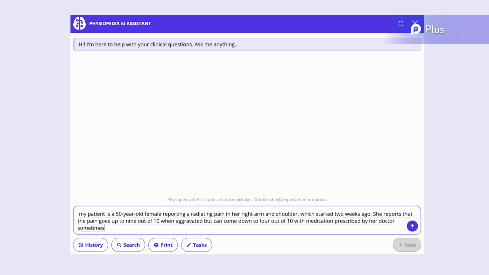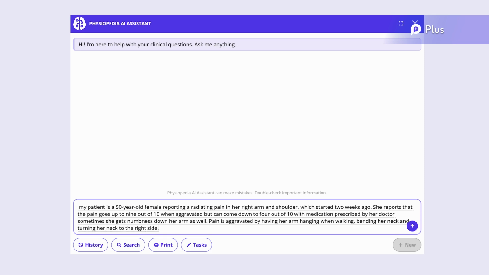Sometimes she gets numbness down her arm as well. Pain is aggravated by having her arm hanging when walking, bending her neck, and turning her neck to the right side. Pain is eased by resting her arm on the counter or laying on her right side. She is having difficulty sleeping at night.